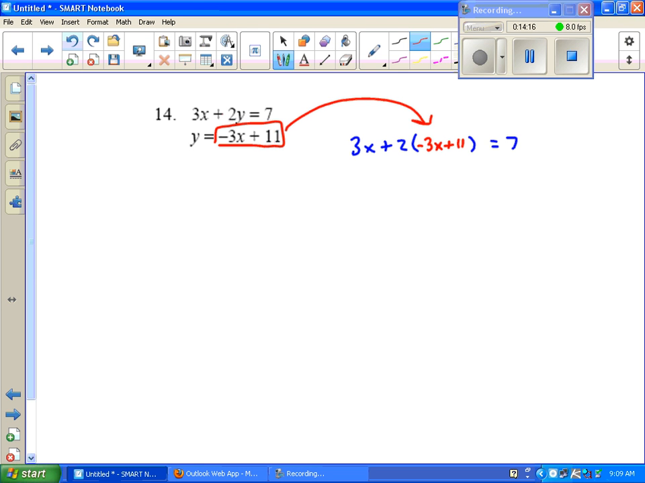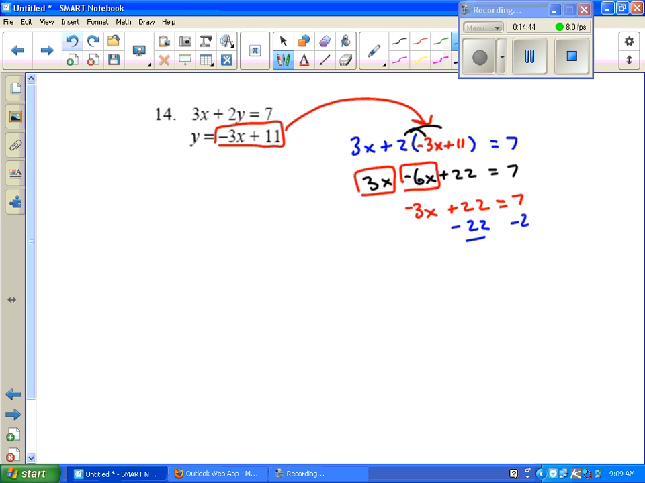Make sure you include the parentheses so you don't forget to distribute the 2 to both terms. 2 times -3x becomes -6x, and 2 times 11 becomes +22. Bring 3x down. Combine your like terms. 3x and -6x combine to -3x. Bring down +22 equals 7. Subtract 22 to get rid of +22. Do the same to this side.